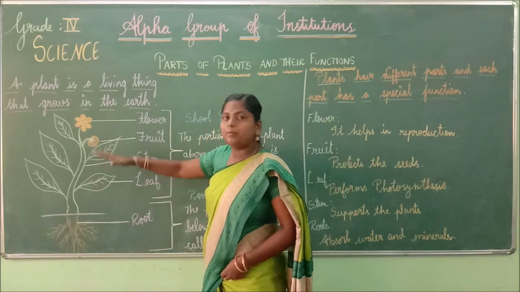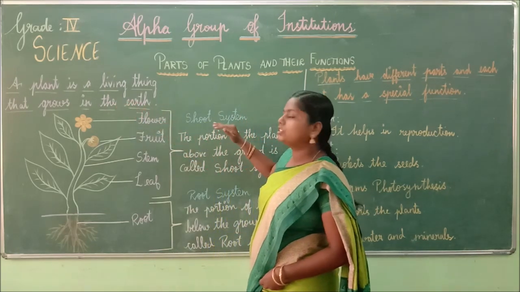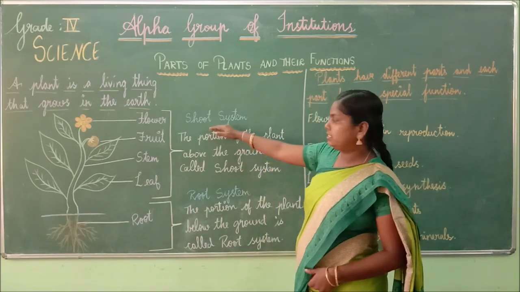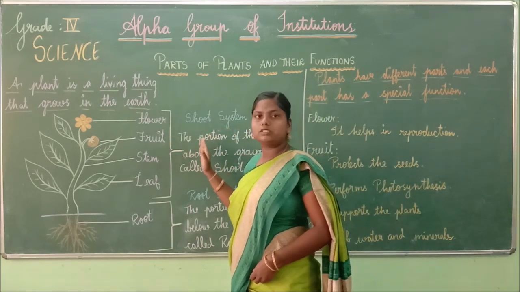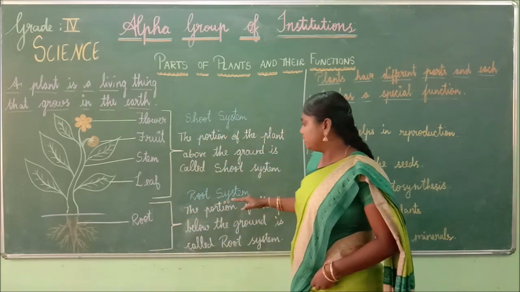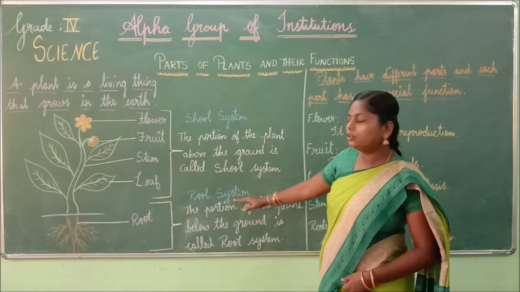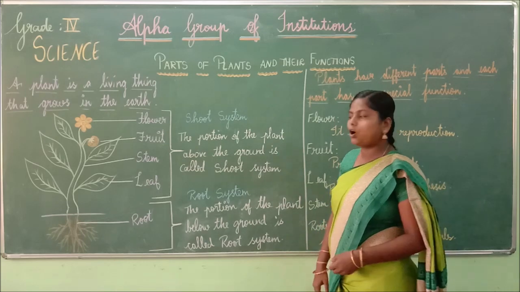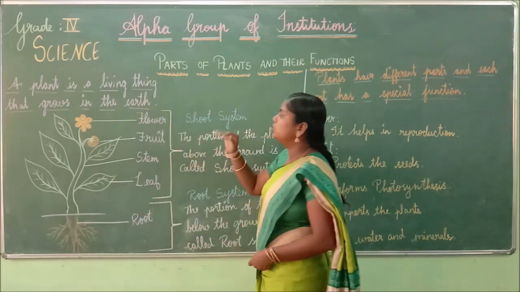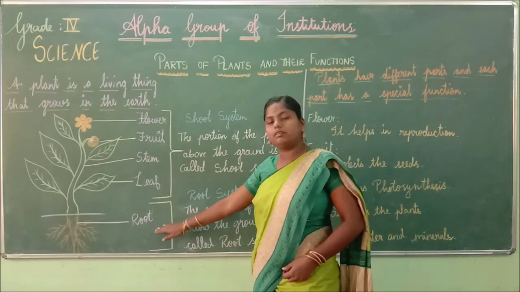The part which is above the ground is called, what is it called? Very good. It is called shoot system. Then what is it which is below? Okay, right. It is called root system. Below the ground is called root system. Is it clear to all? So, above the ground is called shoot system. Then what is it below? There is root. Very good.